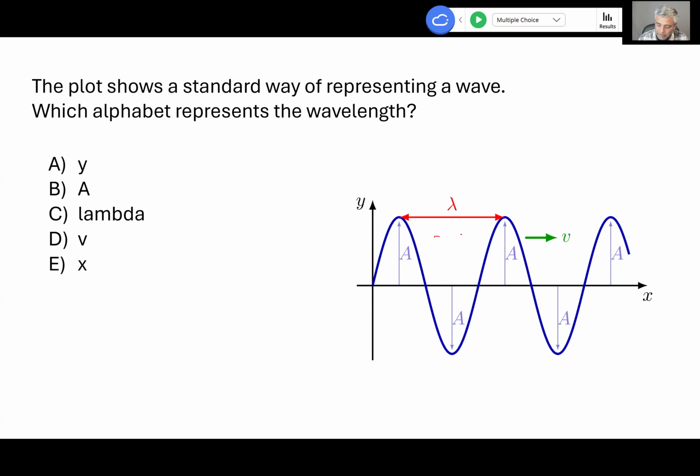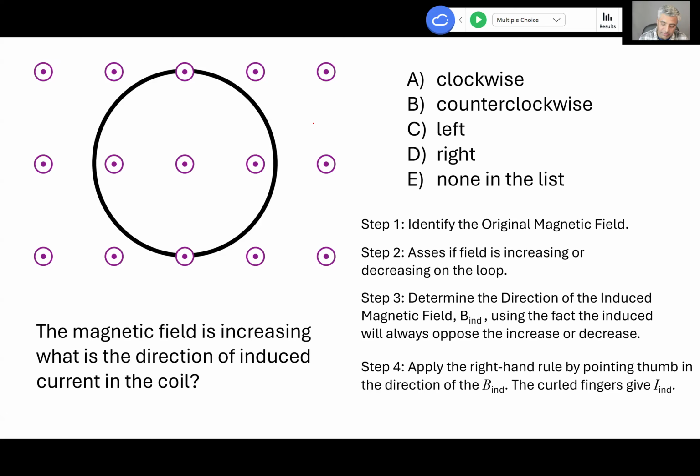Identify the original magnetic field, and in this case it says it's coming out, right? So it's coming out from the screen. So if your screen is vertical, it is towards you, okay? And it is increasing, right? So it says it's increasing. Let's say towards you. Increasing. Determine the direction of induced field. So it is increasing. To oppose that, it has to be going that way. So that means away from you.